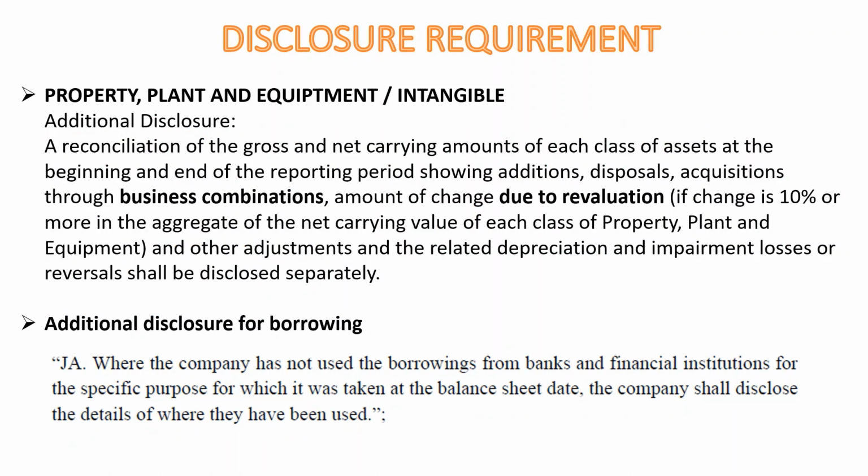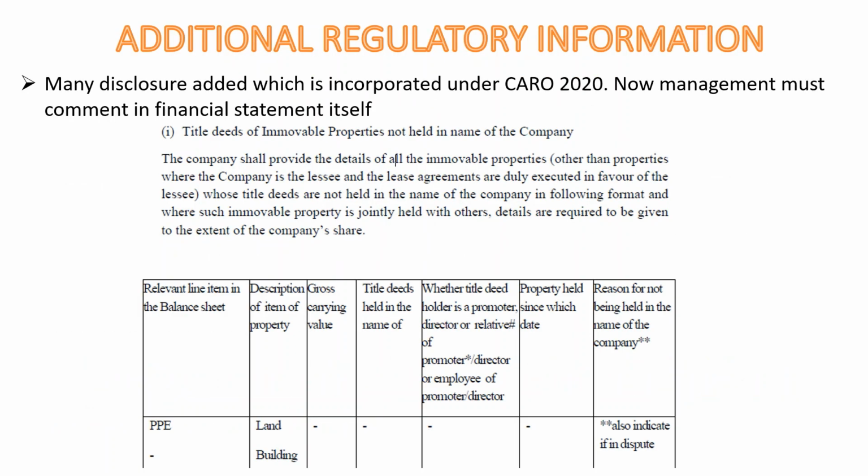Moving on to disclosure requirements, additional disclosure regarding reconciliation of gross and net carrying amounts due to revaluation or business combination needs to be shown for each class of property, plant and equipment. In case the company has not used the borrowed amount for the purpose for which it was taken, then the details where such amount has been used need to be disclosed. A huge number of disclosures have been added. These have to be given under the heading Additional Regulatory Information.